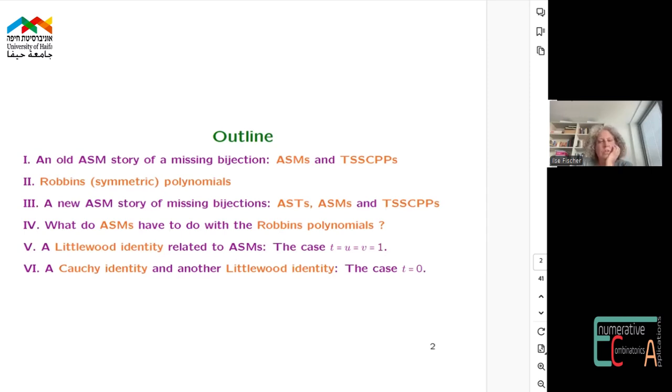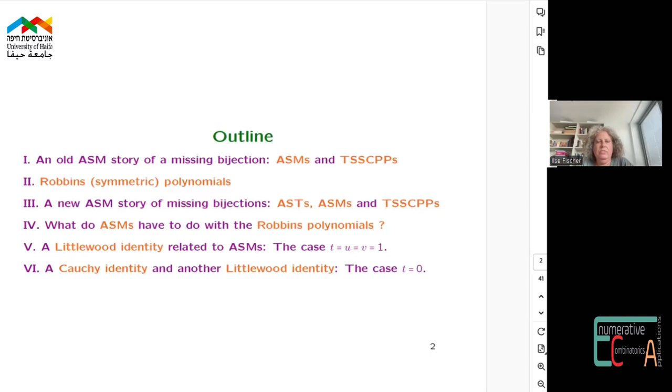Then I will go back to alternating sign matrix objects. I will show you a rather new story about missing bijections. Namely, I will talk about objects called alternating sign triangles. Then in the fourth part, I will tell you what these Robbins polynomials that I've introduced in the second part actually have to do with alternating sign matrices. So they are a kind of symmetric generating function of alternating sign matrices.